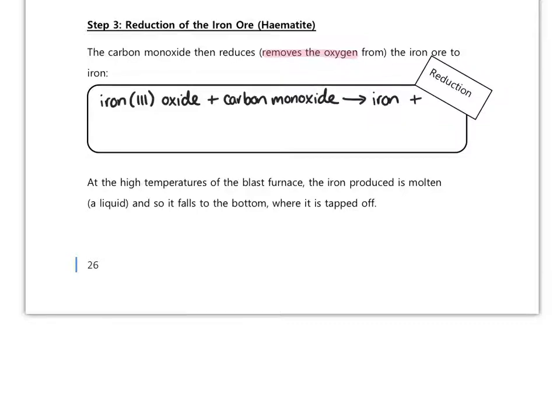But if carbon monoxide has stolen oxygen, essentially we're adding more oxygen to the carbon monoxide. It is being oxidized essentially. So if we're adding more oxygen to carbon monoxide, what is it going to become? It's going to become carbon dioxide. It's taking on more oxygen, so carbon monoxide becomes carbon dioxide. Let's have a look at writing the balanced symbol equation for this now.